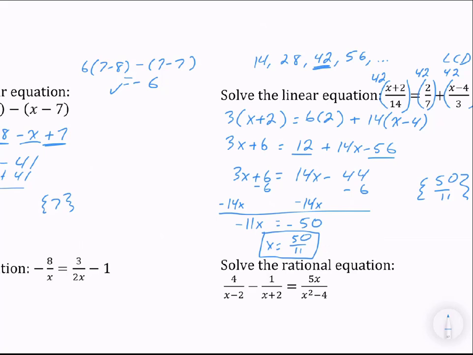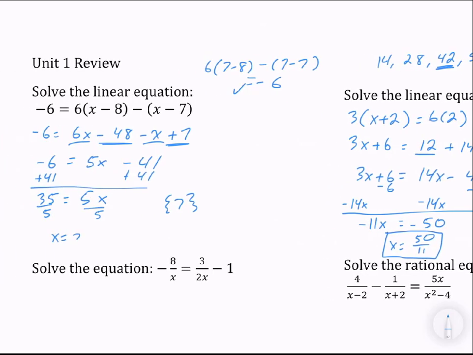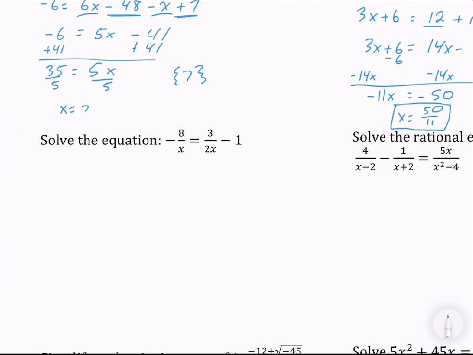Next, what can x not be equal to? 0. Okay, good, because x is in the denominator. That's when we care about that. Okay, what's our LCD? It's 2x, because we want the x to cancel out in the denominator, but we also want the 2 to cancel out. So then we're going to multiply everything by 2x, like we did on the last one.